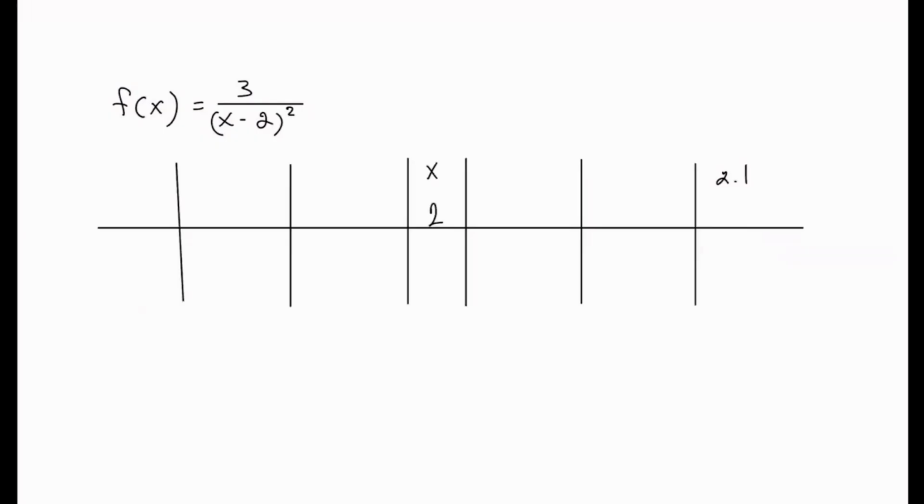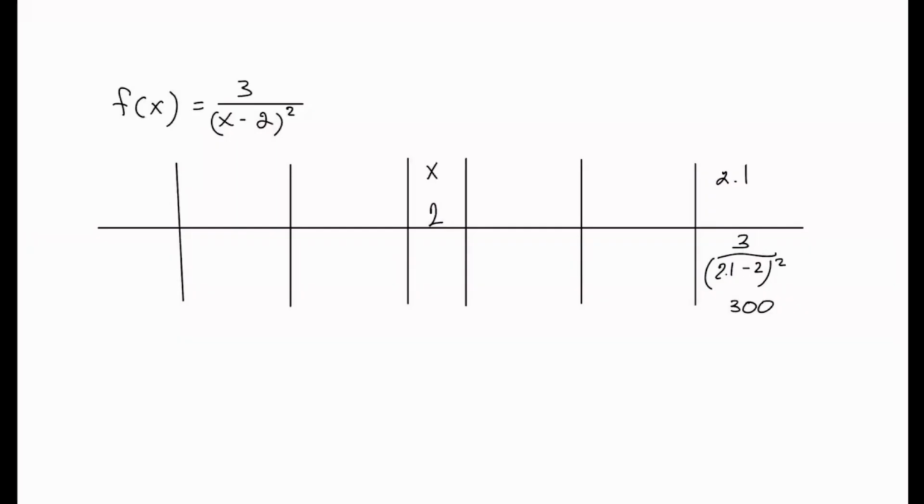Consider the function f(x) = 3 over (x - 2) squared. I want you to imagine what happens as x approaches 2. Let's calculate some values together. So let's see what happens when we start approaching 2 from the right side and from the left side. If we take a point that is close to 2, let's say 2.1, we have 3 over (2.1 - 2) squared. That's going to be 300.